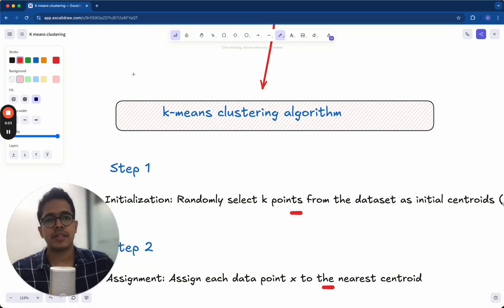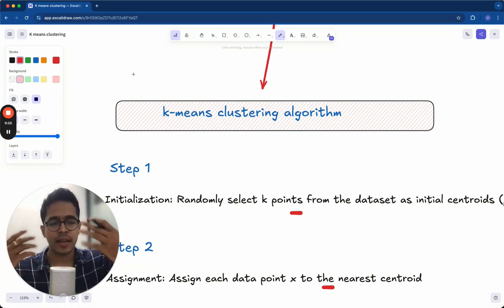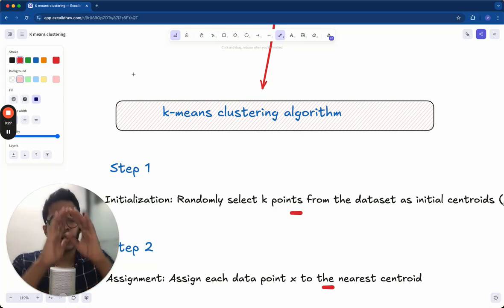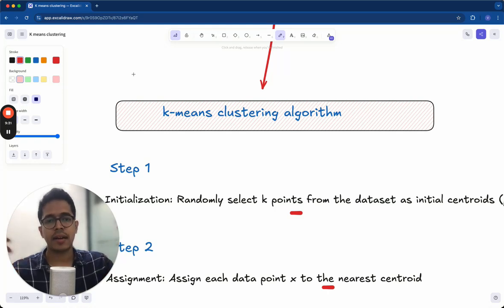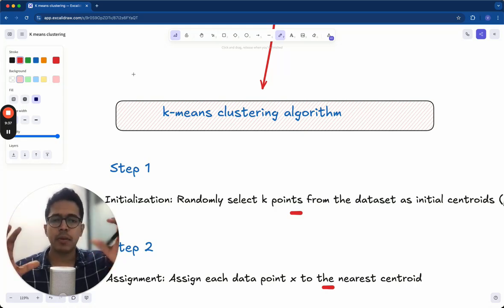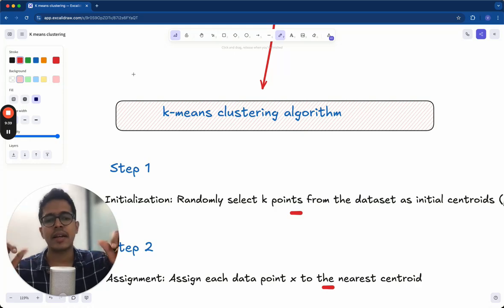The data may consist of 2 features, in which case it will be a 2-dimensional plane. If the data has only 1 feature, it will be along a single line, and it can have n number of features, in which case it will be difficult to represent using a graph. So for all practical purposes, today we'll be using a 2-dimensional data set because that's much easier to represent.